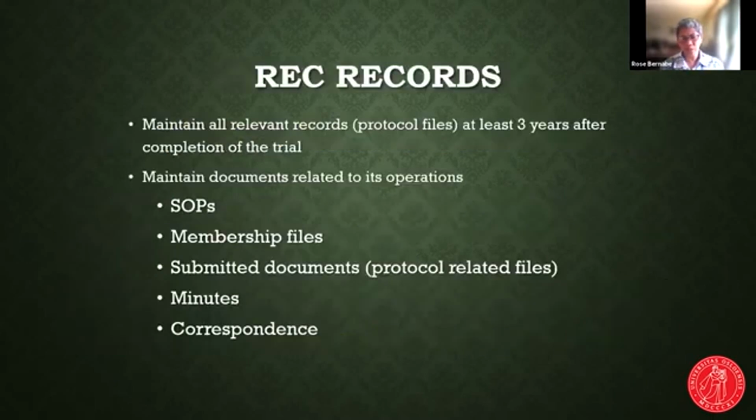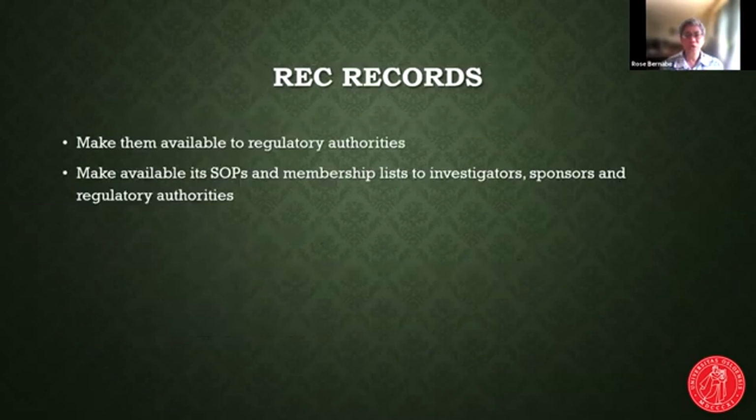All right, this would be just very quick. Research Ethics Committee should, of course, keep the records and keep them safe. An example of records to be kept will be SOPs, standard operating procedures, membership files, submitted documents, minutes, and correspondences. So such records should be made available to regulatory authorities, and the Ethics Committee should make its standard operating procedures available to investigators, sponsors, and regulatory authorities, of course, because Research Ethics Committee procedures should not be kept in a black box.